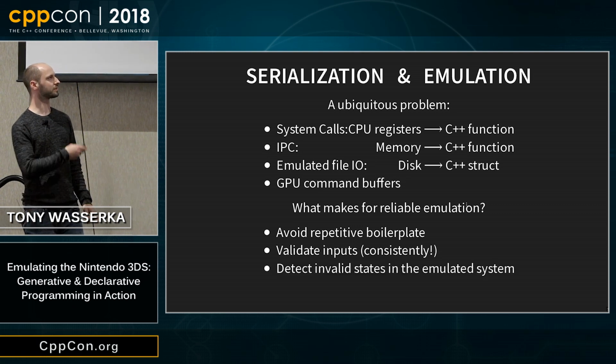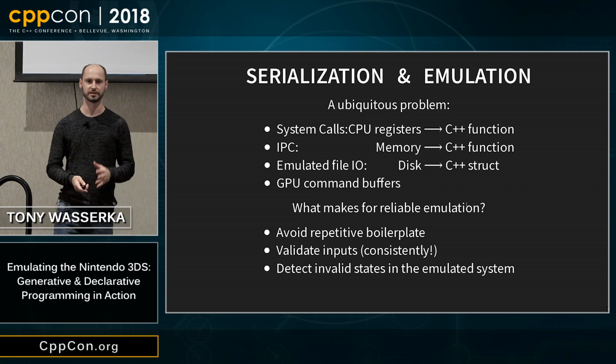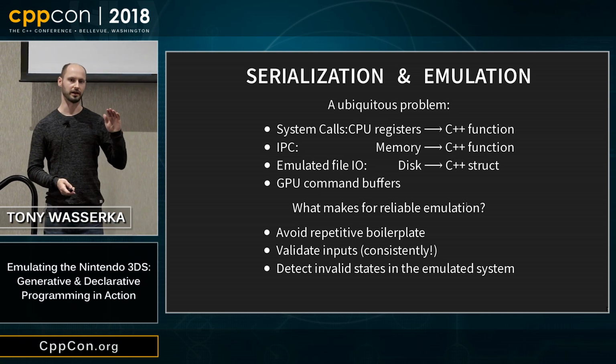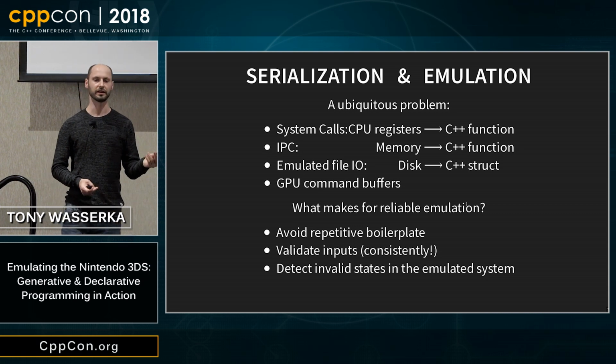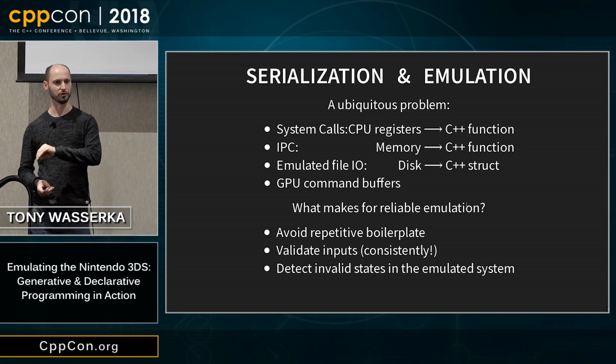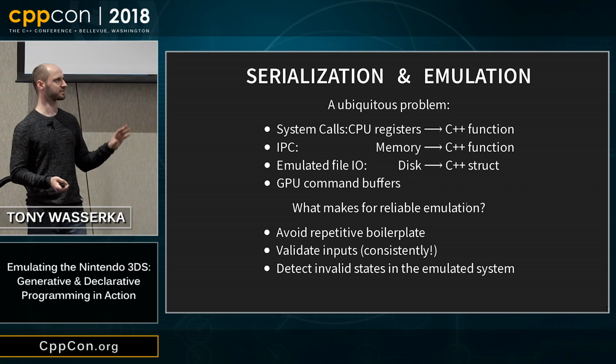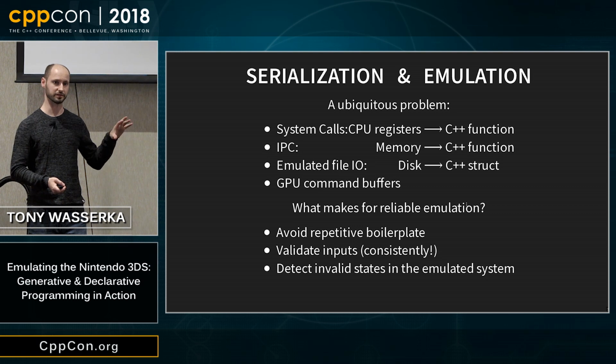And finally, we want to detect invalid system states, such as when the user passes in, for instance, a file handle into something that is expected to be a mutex. That just doesn't make any sense. And it suggests that something went wrong in emulation earlier on that caused this handle to be incorrectly typed.